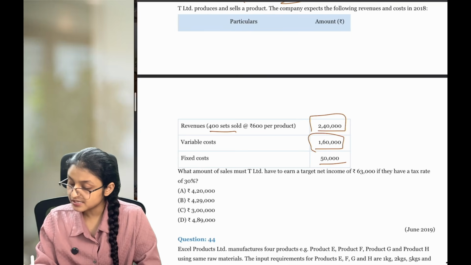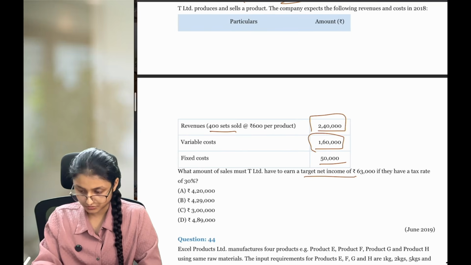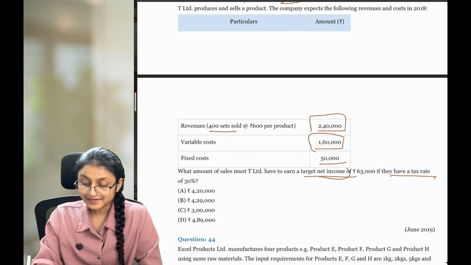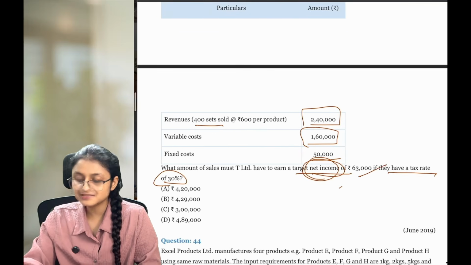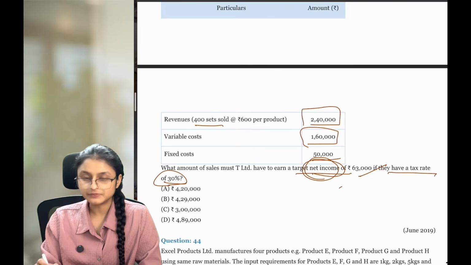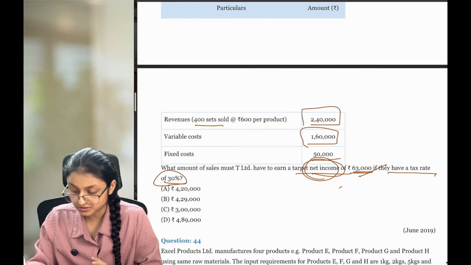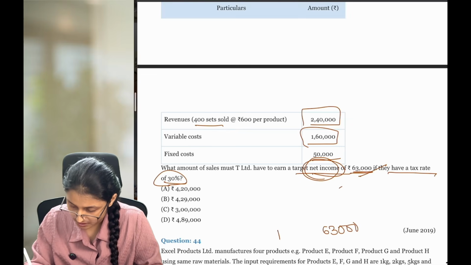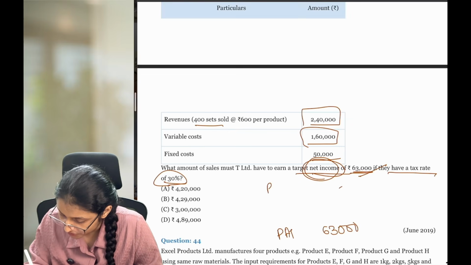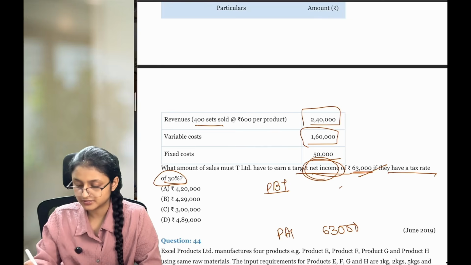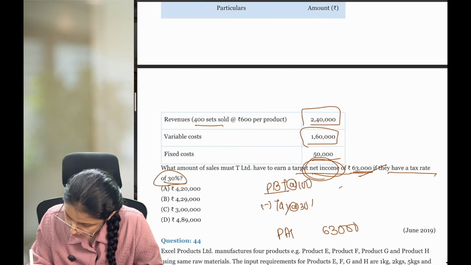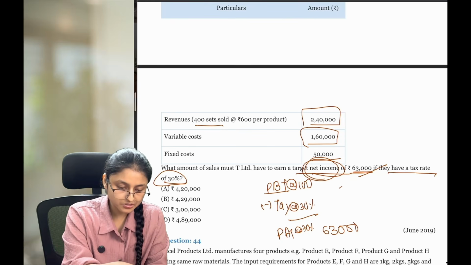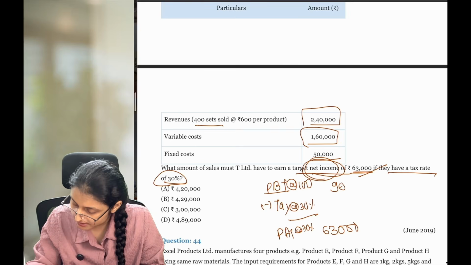What amount of sales must T Limited have to earn a target net income of 63,000 if they have a tax rate of 30%? Net income means this is after taxes. After charging 30% as the tax, we are able to earn this 63,000. So this is profit after tax. I already told you whenever the question is providing you profit after tax, you have to calculate profit before tax. Profit before tax is 100%. This is 30%. That means your profit after tax is 70%. So 63,000 denotes 70%. We want to calculate the value of 100% and that is 90,000.